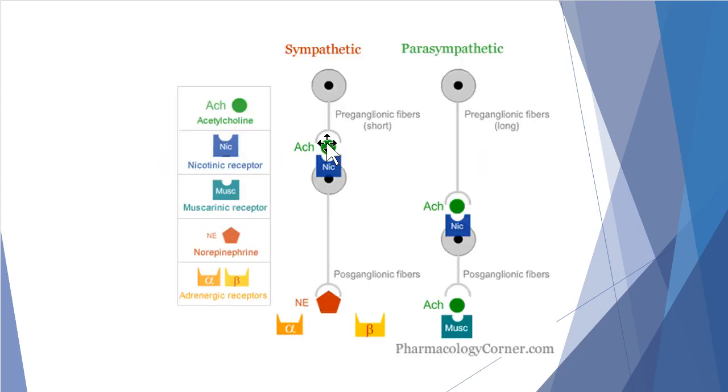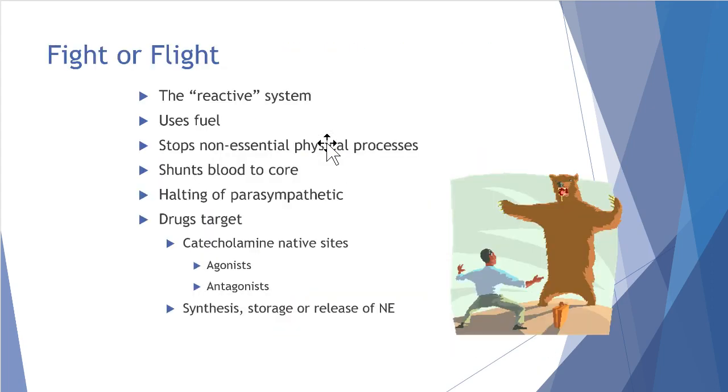All right, sympathetic. Switching gears here a little bit to the other side of fight or flight. This is our reactive system using fuel, stopping non-essential physical processes, shunting blood to the core, halting of the parasympathetic. So if somebody was ever so scared they pooped their pants, you might think, well, I thought that if you got scared, it's the fight or flight response. The thing is when your sympathetic nervous system kicks in, all of a sudden you get immediate halting of that parasympathetic response.